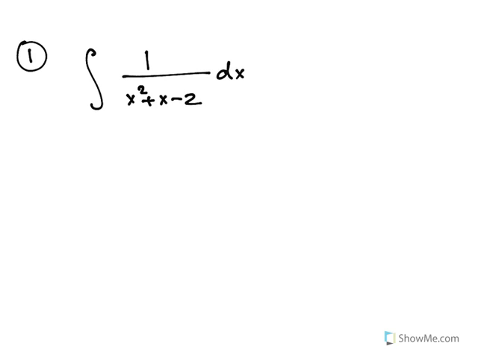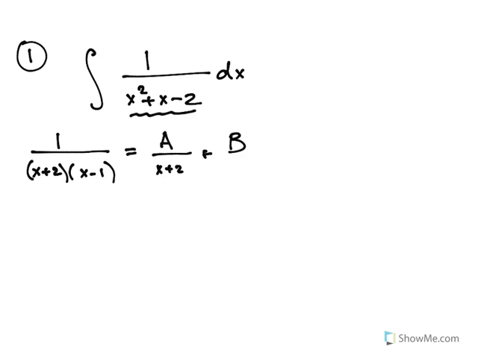So let me show you the first example. The integral of 1 over x squared plus x minus 2 dx. So this is how you start. So here's the method. Standard, you always do this. You say 1 over, factor your denominator, and that's x plus 2, x minus 1. Okay, now split it into two fractions. We don't know what the number on the top is going to be, so we're just going to call it A over x plus 2 plus B over x minus 1.